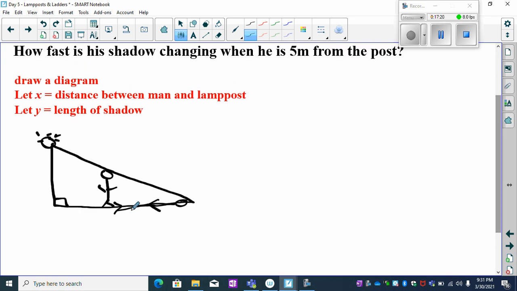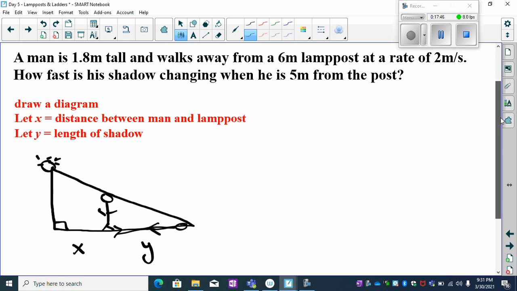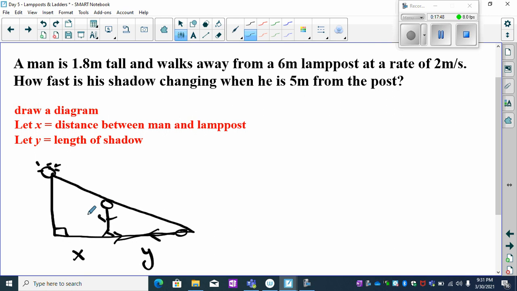But what do we know? We know that the distance between the man and the lamppost is changing, so I'm going to assign that a variable. Remember, any distances or measurements that change, always use a variable. Same thing here, the length of the shadow is changing. I do know the height: the man is 1.8 meters, and the lamppost is 6 meters.